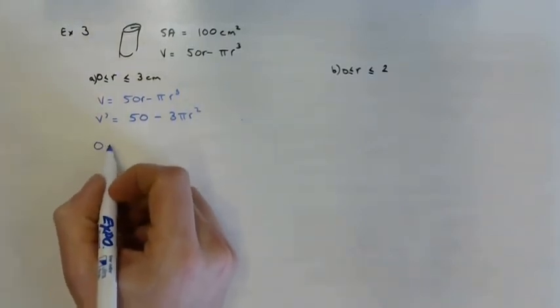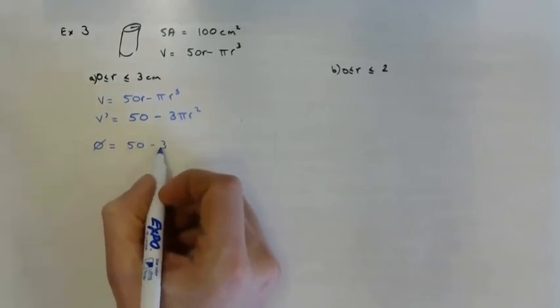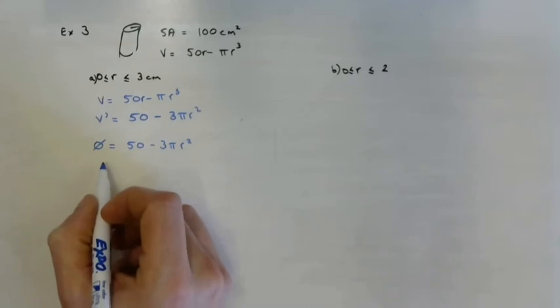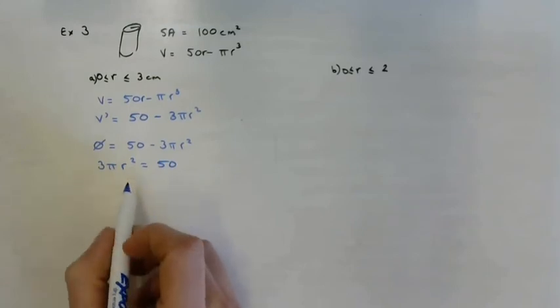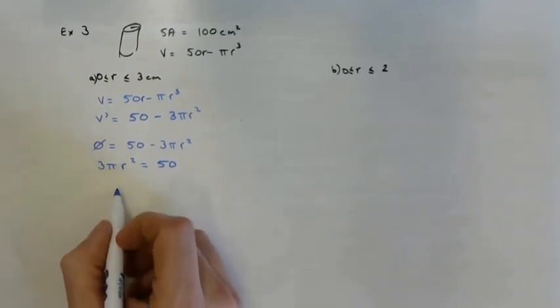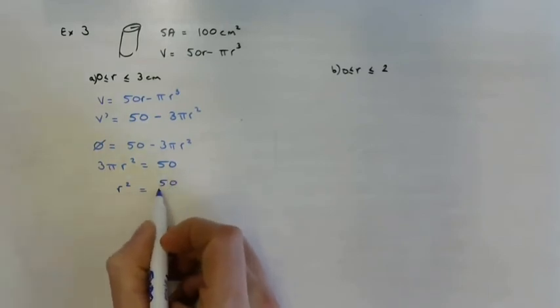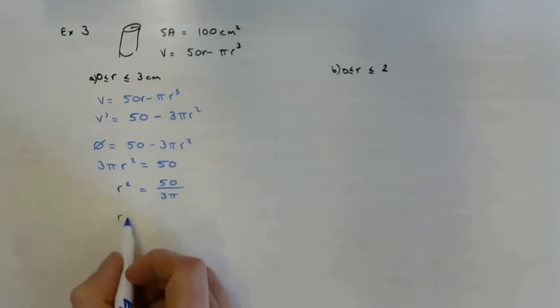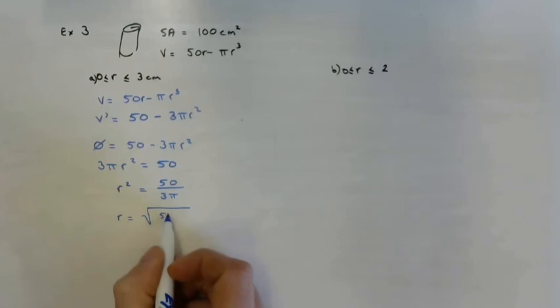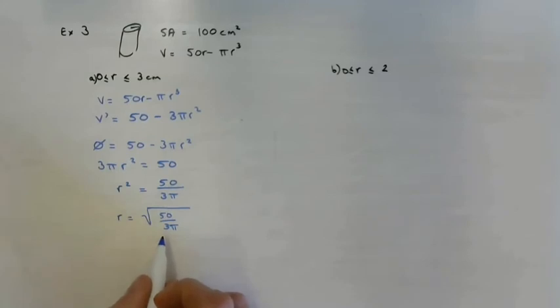We want to set that equal to 0. We've got 3 pi r squared equals 50. We're going to divide both sides by 3 pi. We're not going to round at this point. And then we're going to take the square root of that. We could get a positive and a negative answer, but obviously the negative answer is going to be rejected because radius has to be positive. And click that in your calculator. You get a radius of approximately 2.3 centimeters.